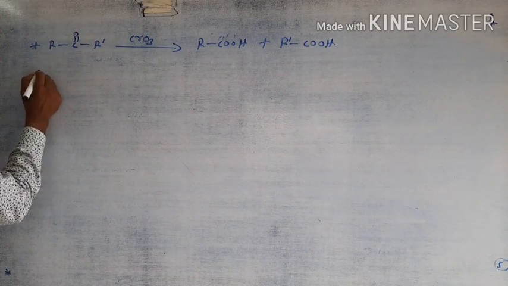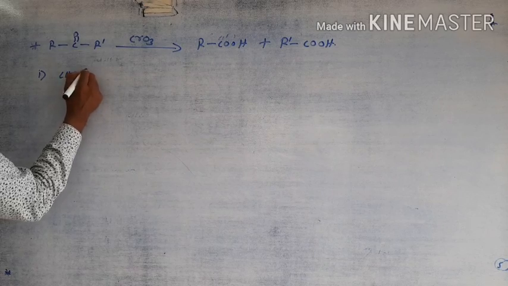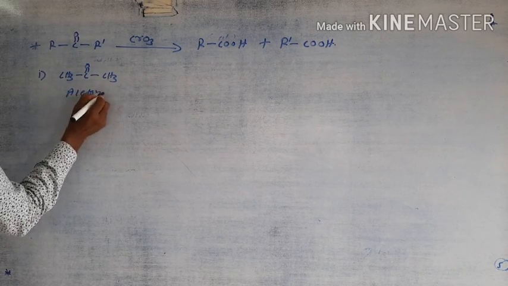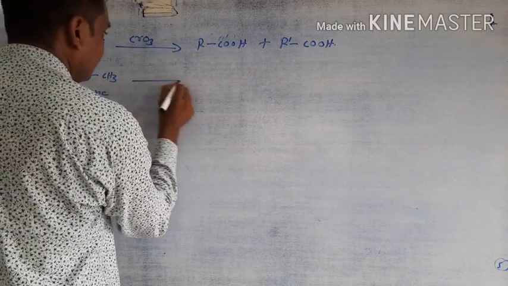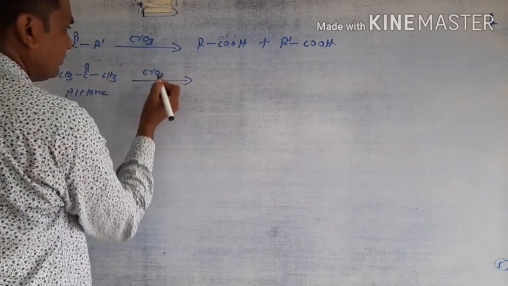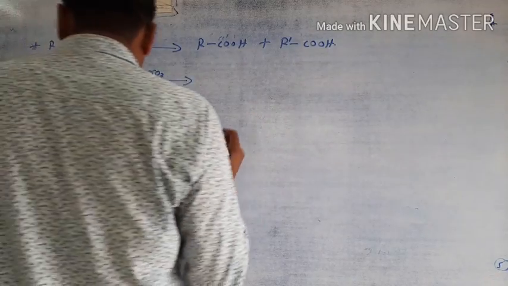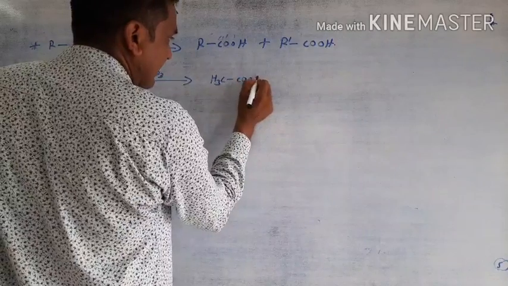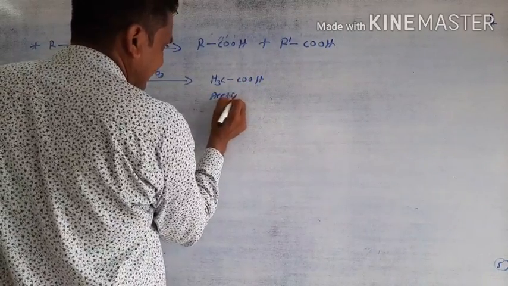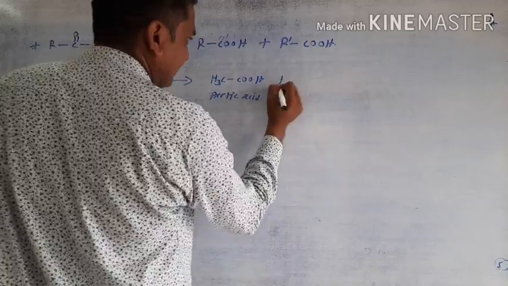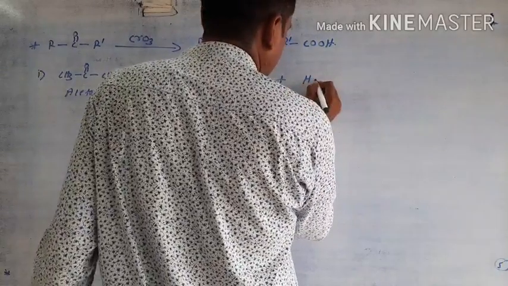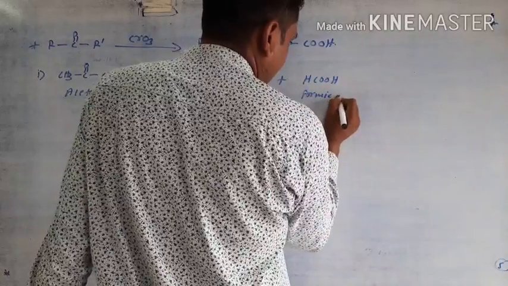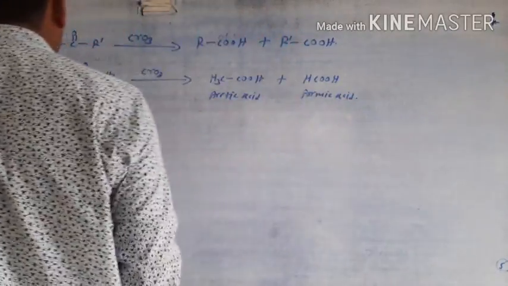A particular example is acetone. Acetone reacts with CrO3 or alkaline KMnO4 and gives acetic acid, and the remaining is formic acid, or methanoic acid.